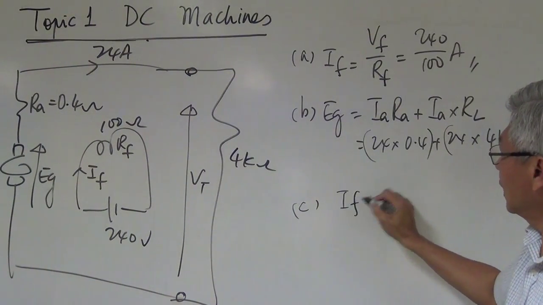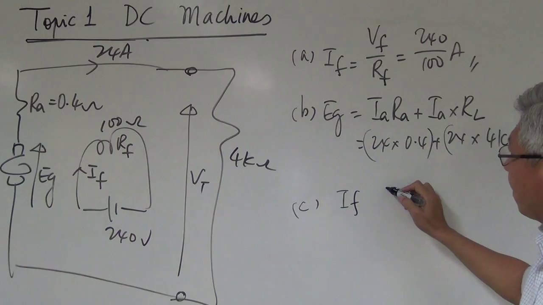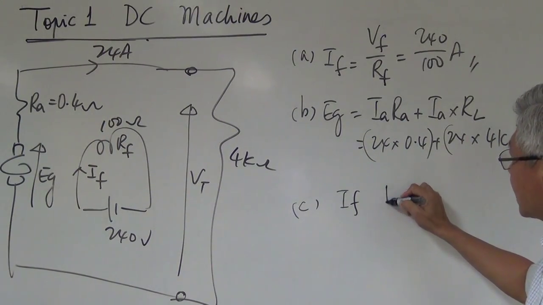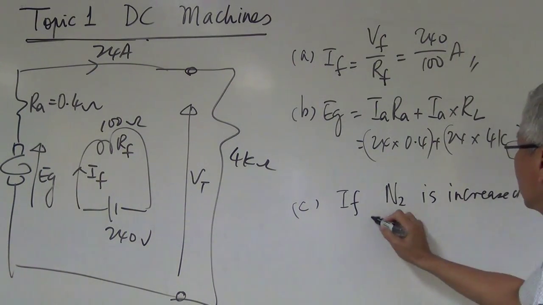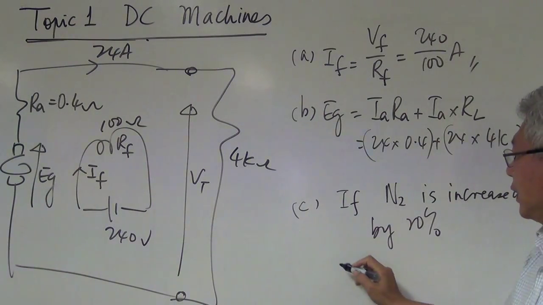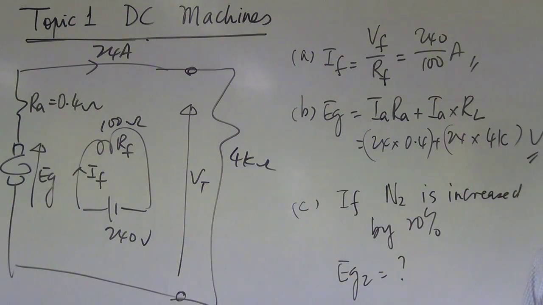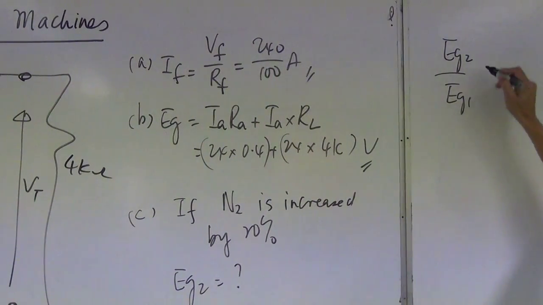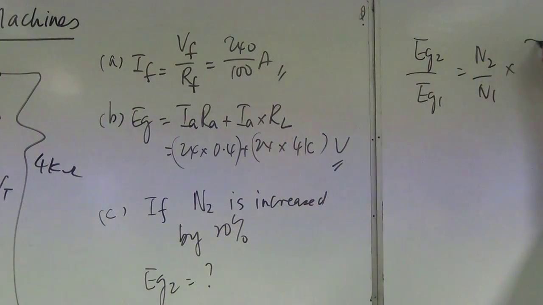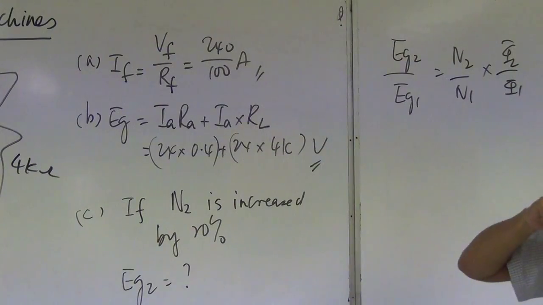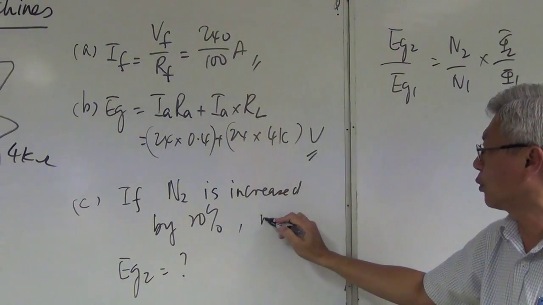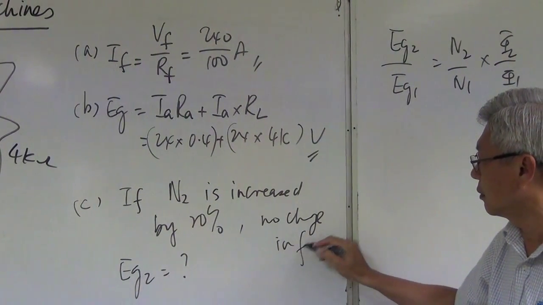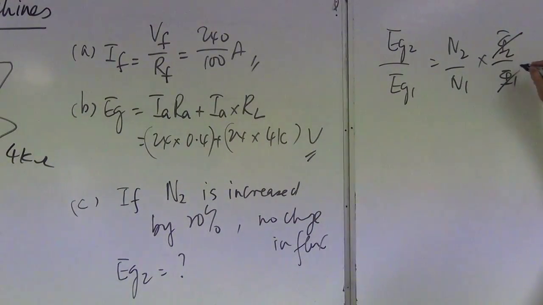If the speed, the new speed, is increased by 20%, can you find the new EG? The answer is yes, you can, because you know that EG2 over EG1 equals N2 over N1, flux 2 over flux 1. The question didn't mention any change in flux, that means no change in flux. You cancel this.